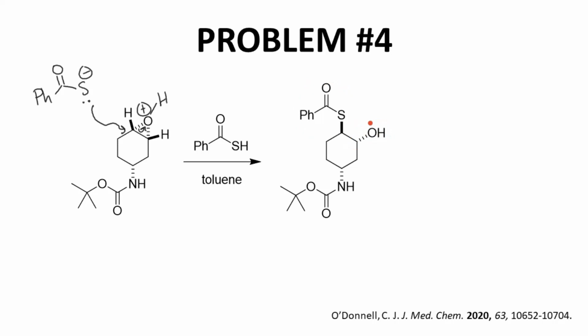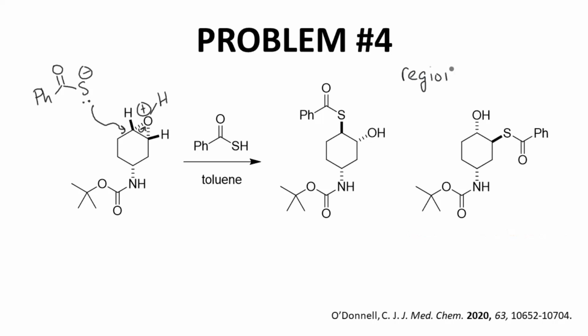Based on this reaction I've shown, a completely reasonable alternative product would be to have the nucleophile attack on the other side of the protonated epoxide. That would form this product. These two products are regioisomers. Both of these are valid in theory.